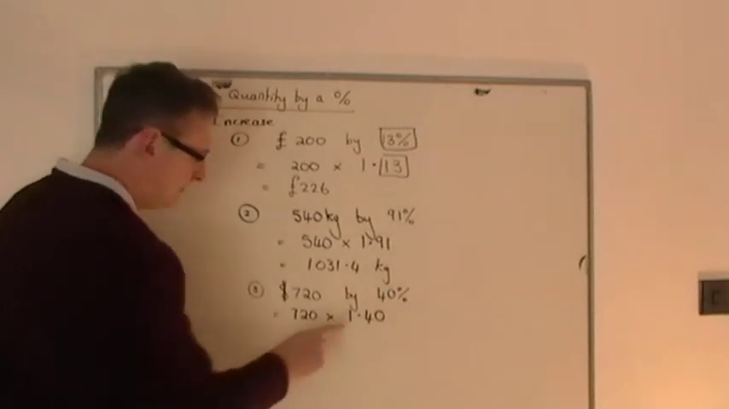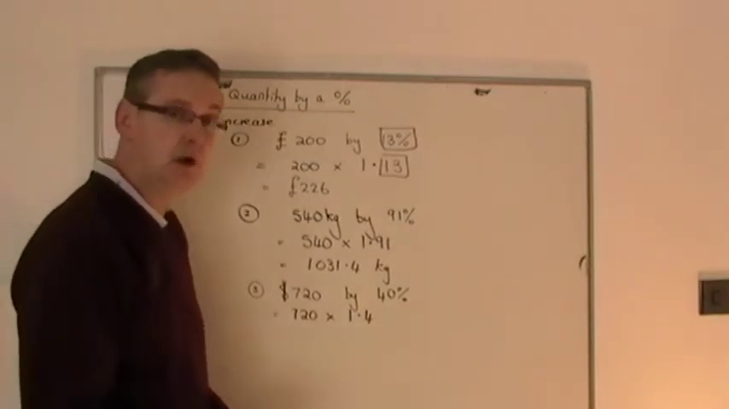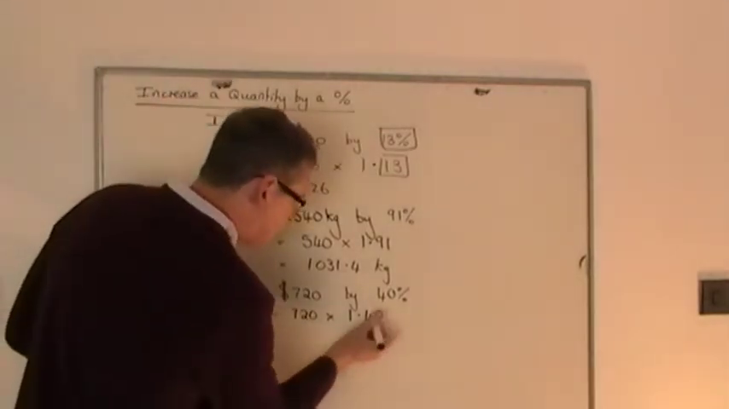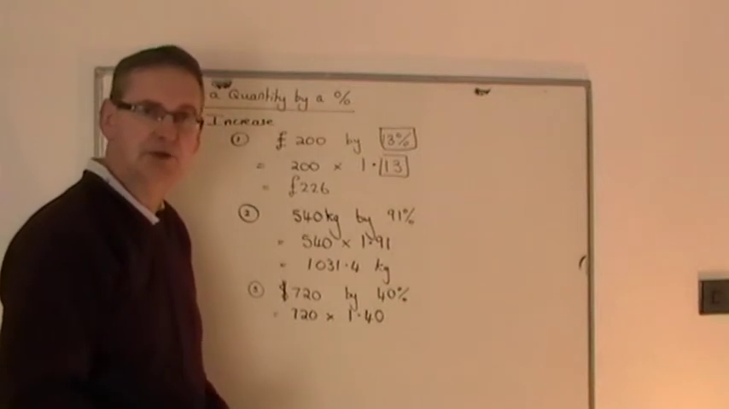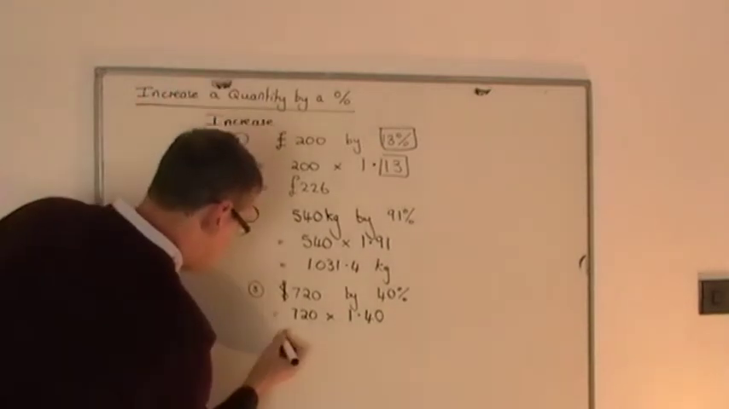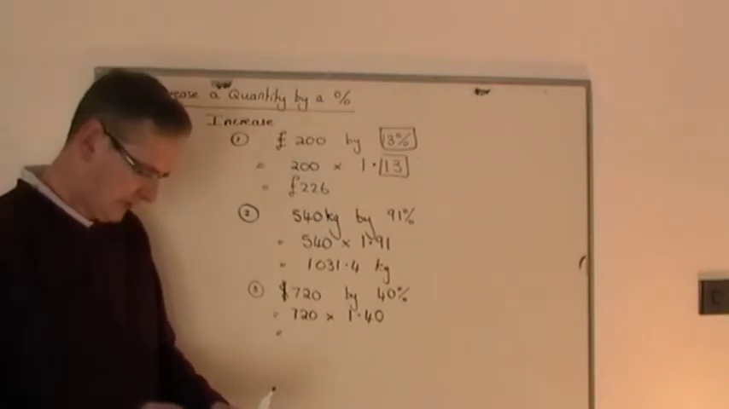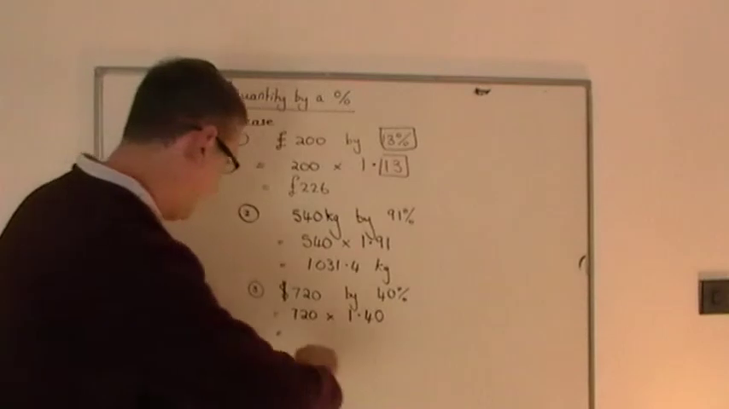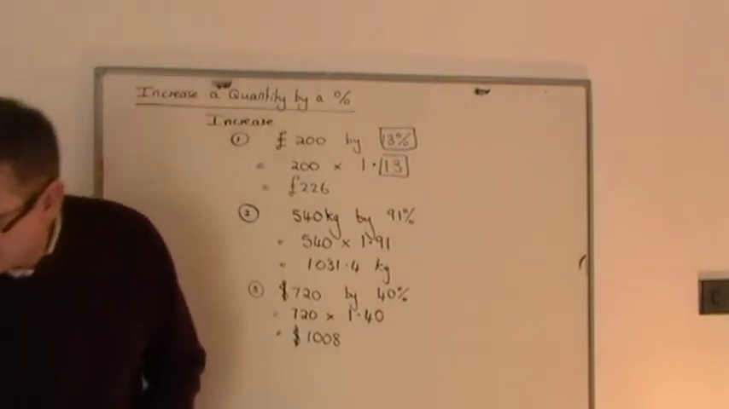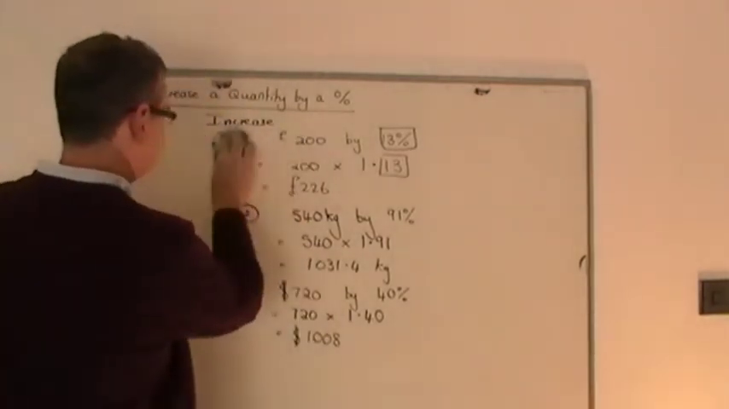Now technically speaking, that 0 on the end of the 1.4 doesn't actually have to be there. 1.4 is exactly the same as 1.40. But for the sake of remembering the technique, it might be a good idea to always put that second decimal place in, so you've got the 2 decimals there, so you can see the 40. So 720 times 1.40, and you get an answer of $1,008. And there you go. I'll do a couple more examples just to show you a couple of twists and turns that might confuse you if I don't mention them.